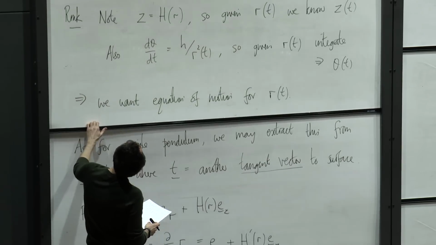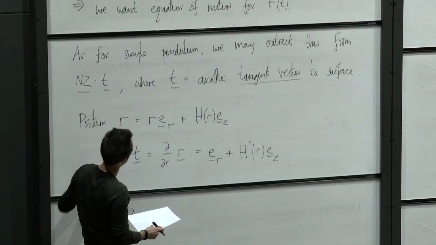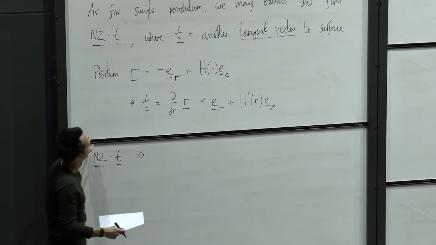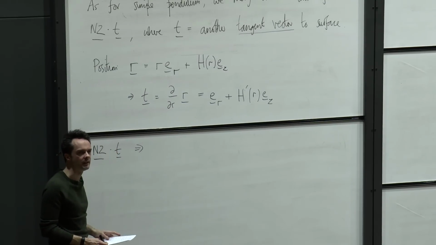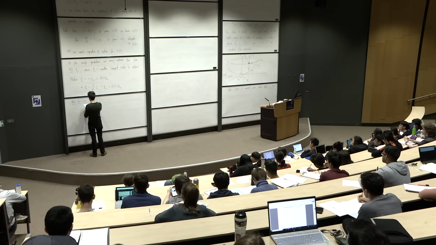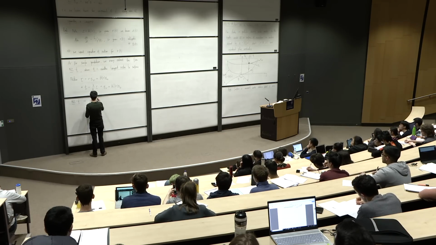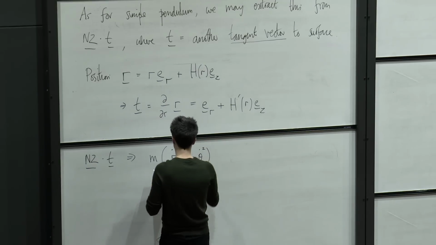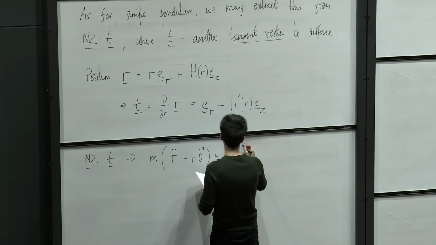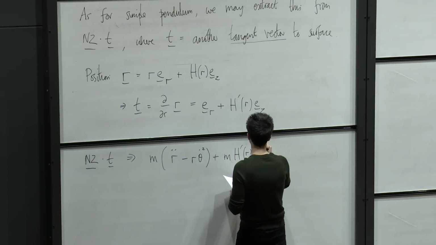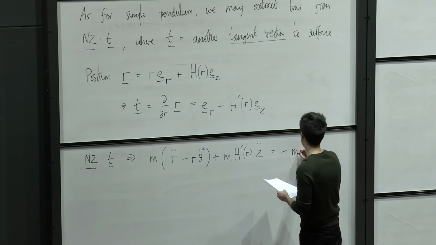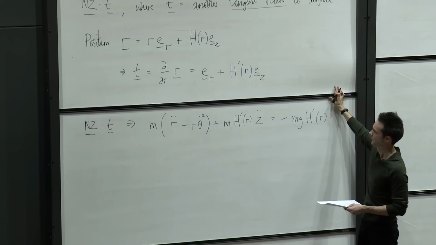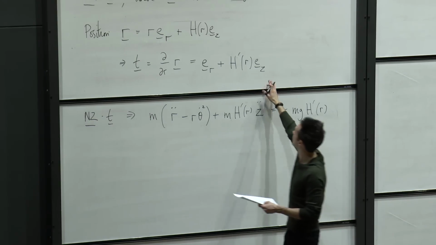Well, Newton's second law has disappeared off the top. Oh, it's a long way off the top. I won't try and find it again. So er and ez are both perpendicular to e theta. And they're also perpendicular to the contact force N. So quite a few terms drop out when you take the dot product. And you get m, and then in brackets r double dot minus r theta dot squared, plus m h dashed of r z double dot is minus mg h dashed of r. Okay, so that's what you get by dotting Newton's second law with that tangent vector.